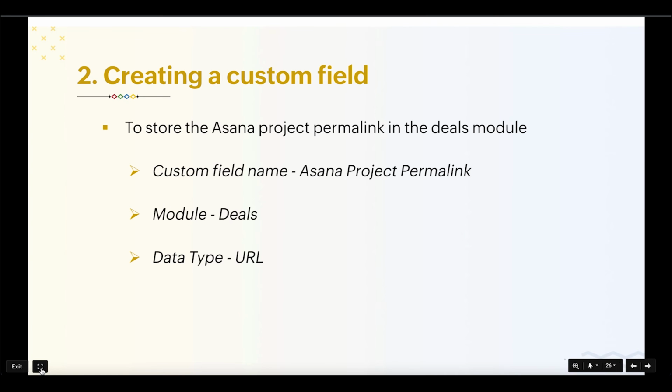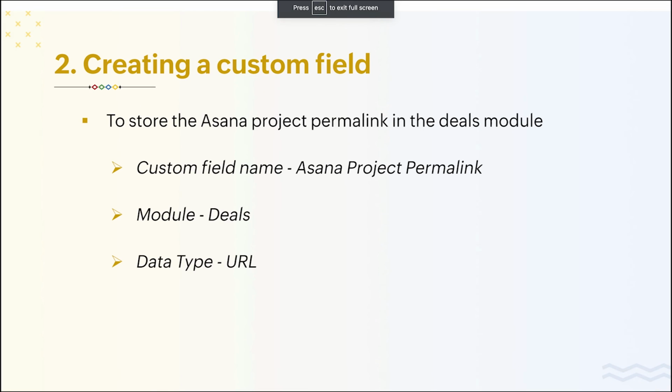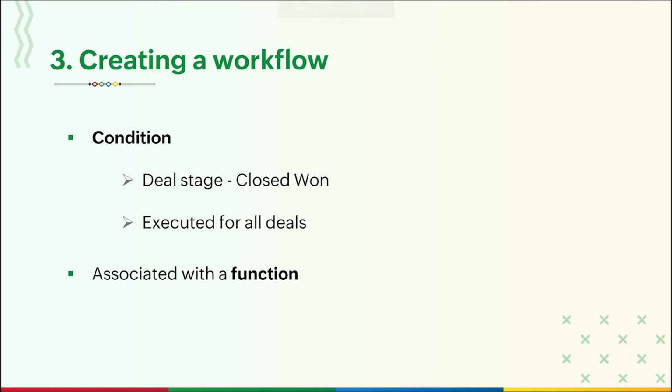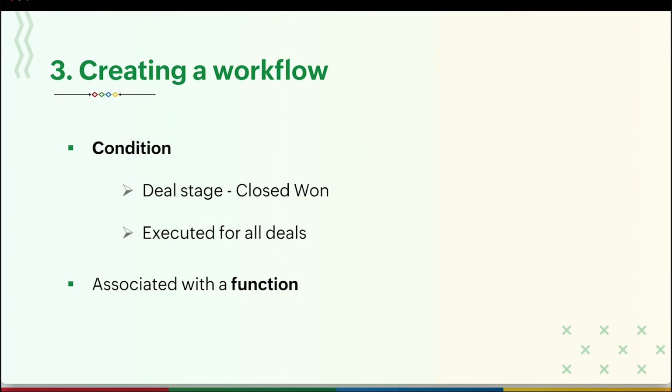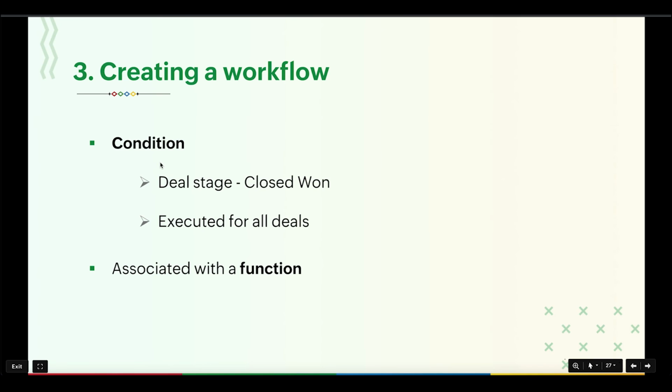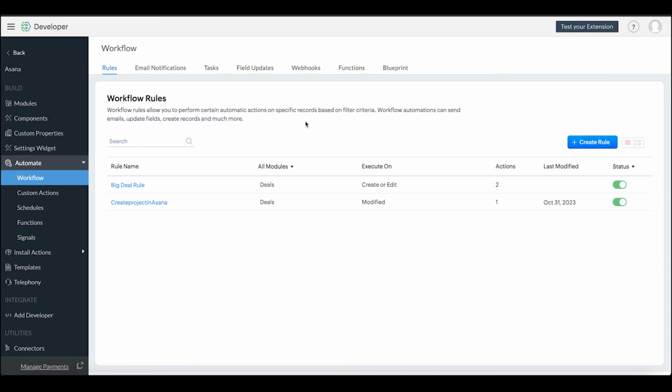The next thing that we are going to do is capture the condition that would be required for our use case. We are going to use the workflow feature available in the Zoho CRM developer platform to achieve this condition capture. Our condition is going to be that the deal stage is moved to closed won, and we are going to associate a function to this workflow which will perform the logic that a project is created in Asana for that particular deal, right? So let's see how we created a workflow in the extension developer console.